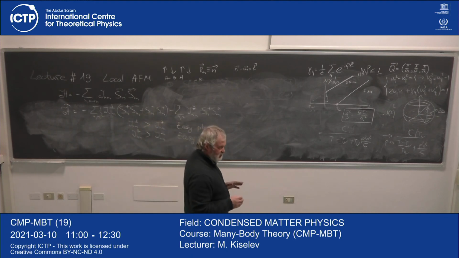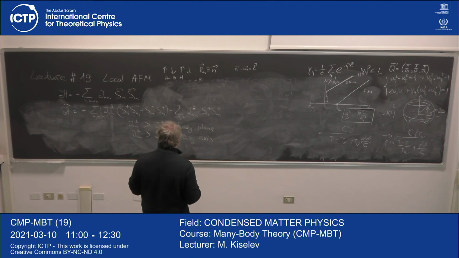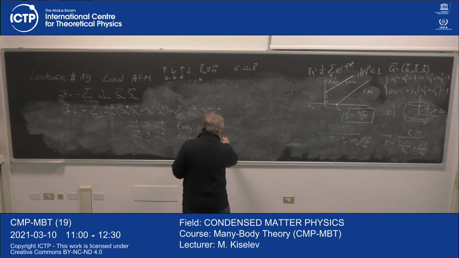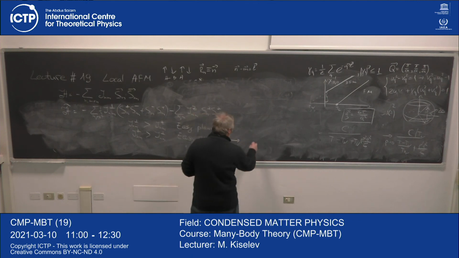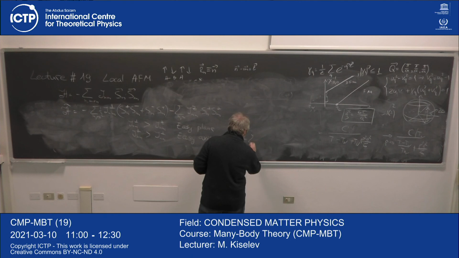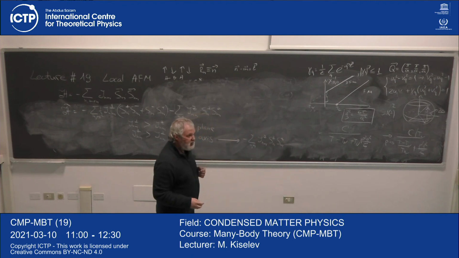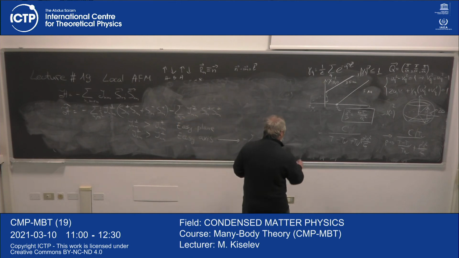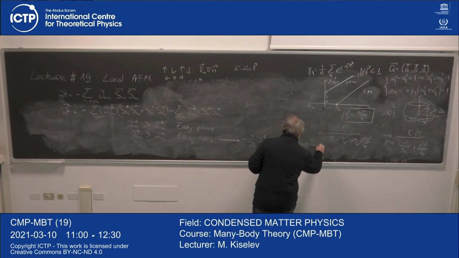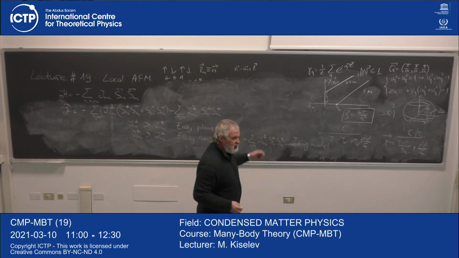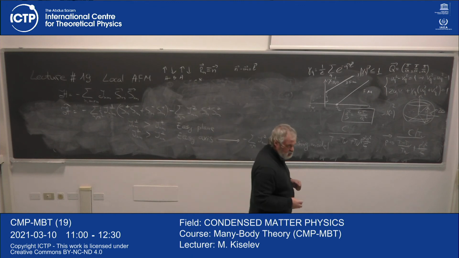Two opposite cases. If, for example, the interaction in the perpendicular direction is equal to 0, that is the extreme case of easy axis. Then the Hamiltonian is minus the sum over n, m of g_nm^z S_n^z S_m^z. This is the so-called Heisenberg model. You have only interaction of the moments along the z direction.